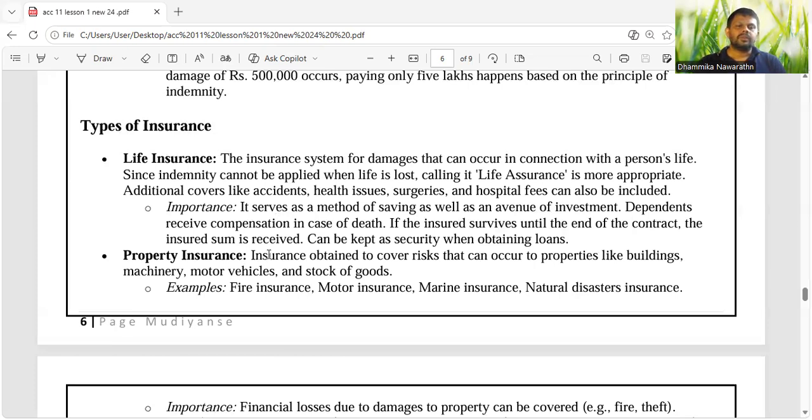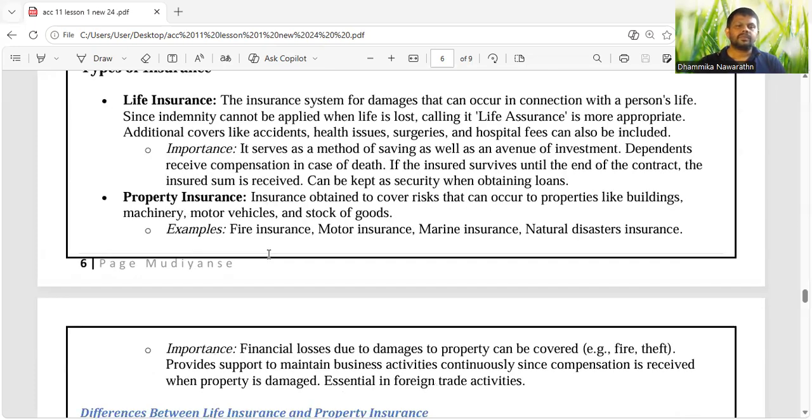Then property insurance is obtained to cover risks that can occur to properties like buildings, machines, motor vehicles, and stock of goods. Why that?